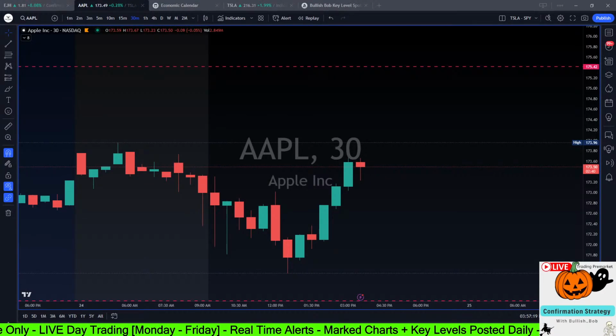Welcome back, everyone. This is a live post-market market movers session. We'll be going over live charts. We'll go over the scanners. We'll go over what we find here in the post-market, looking for something with high volume and preferably with low float. Right now, we're taking a look at Apple.